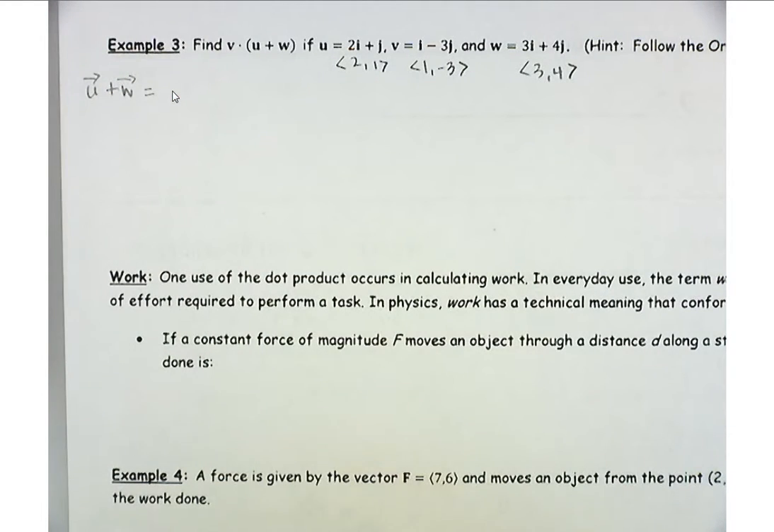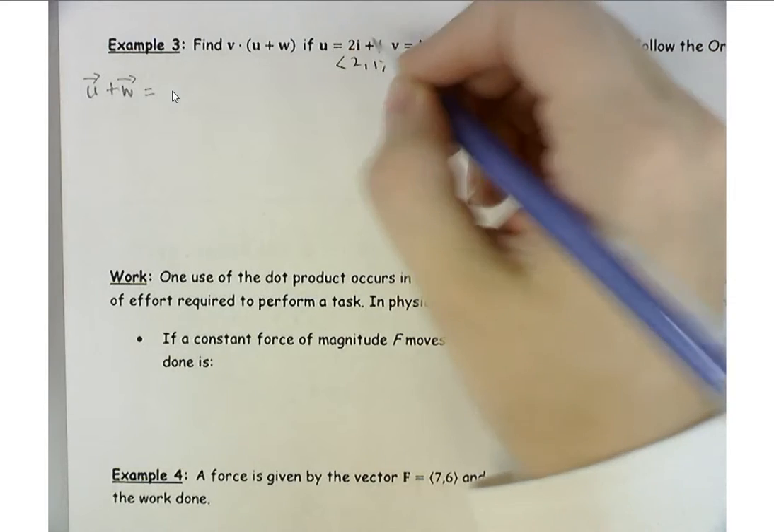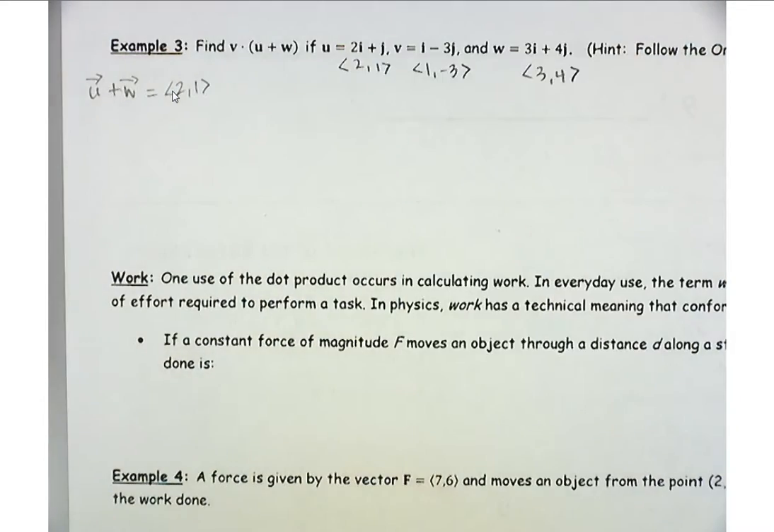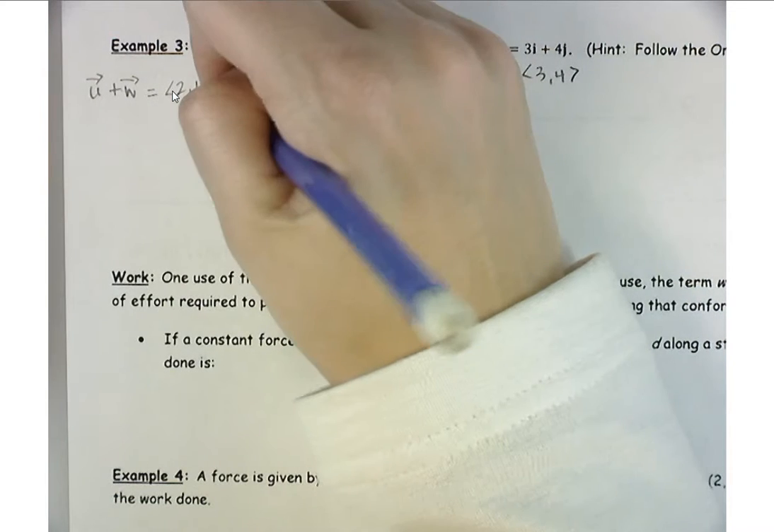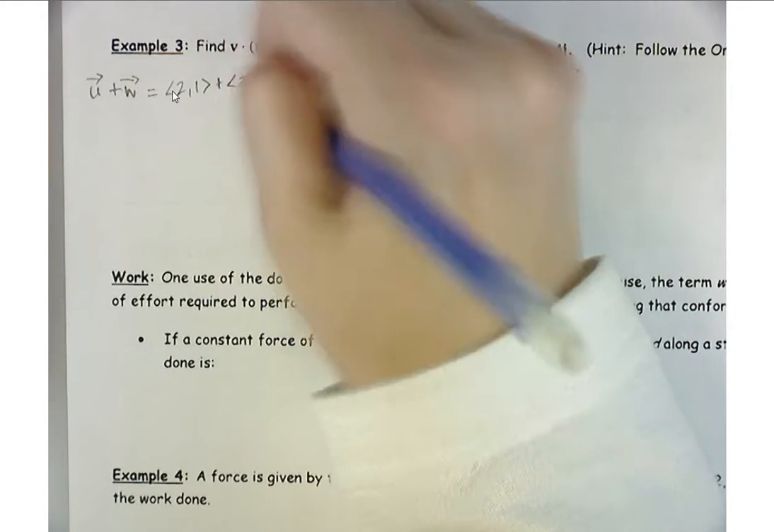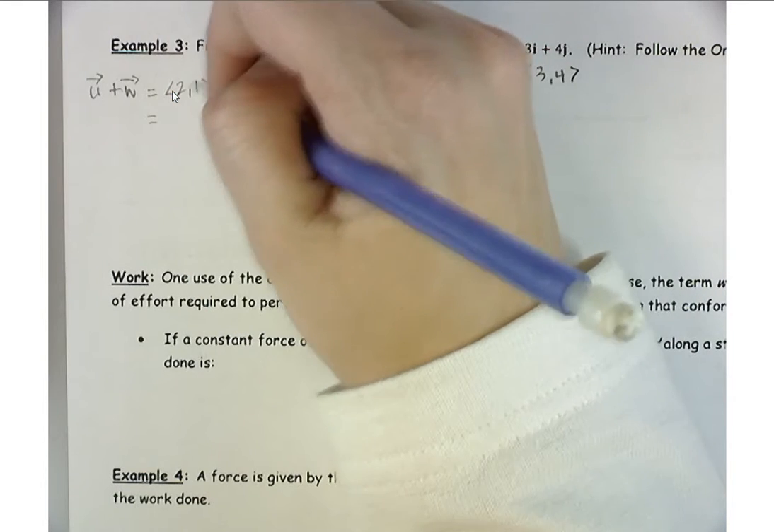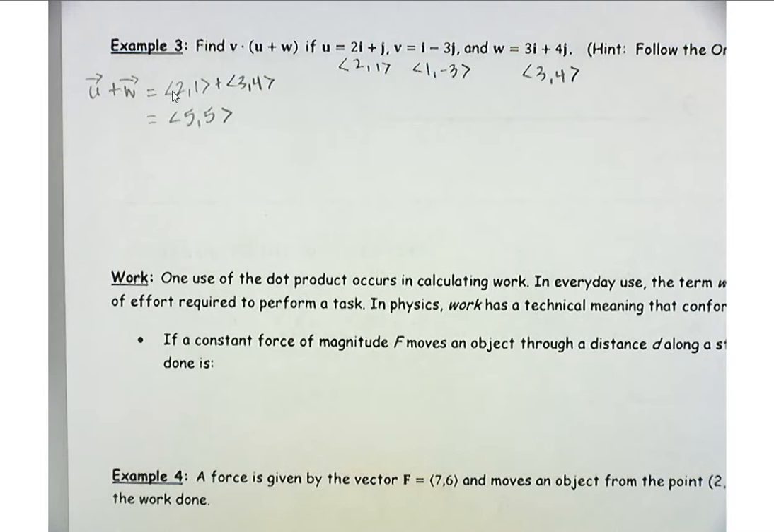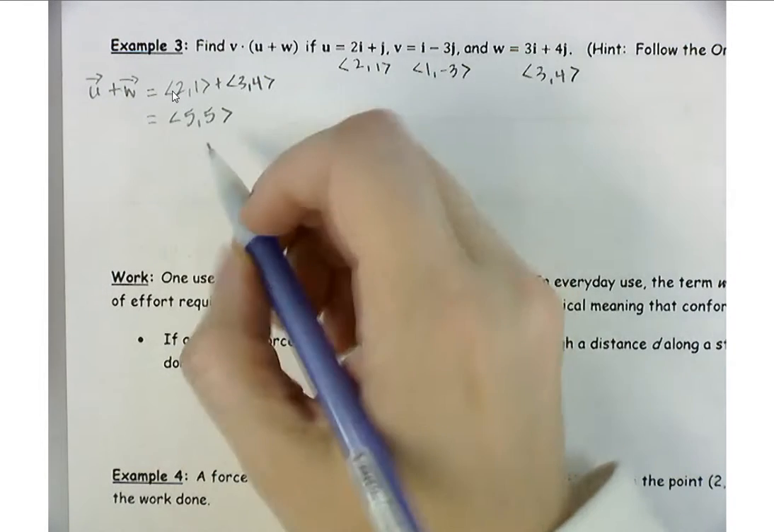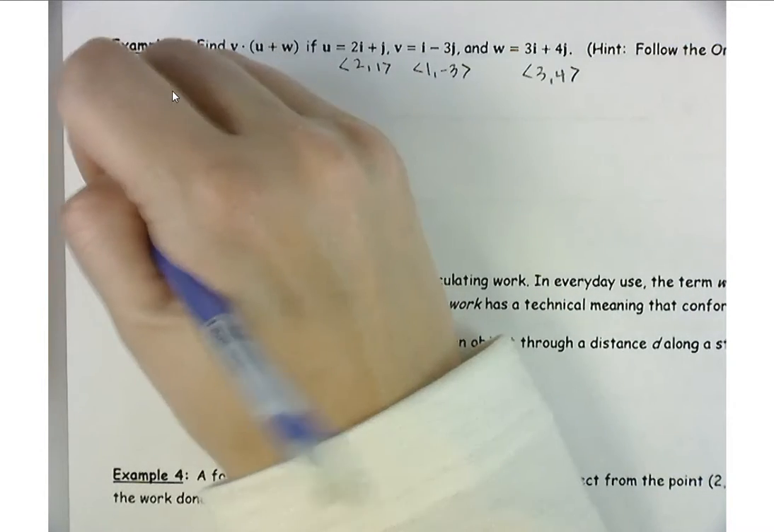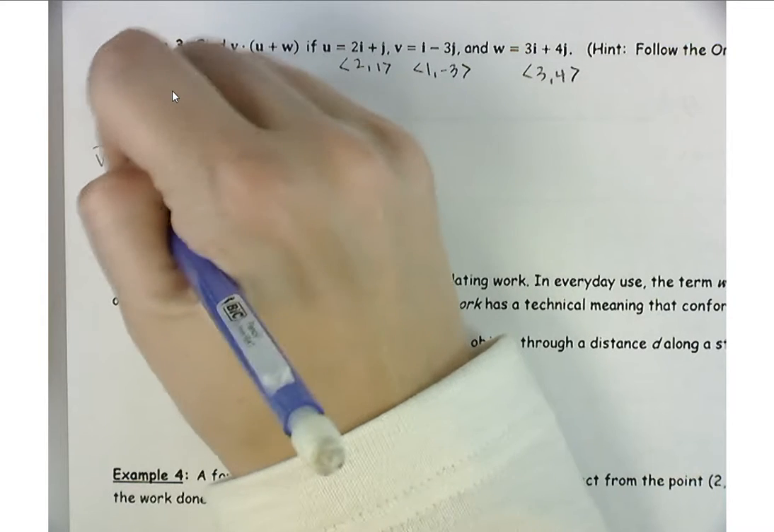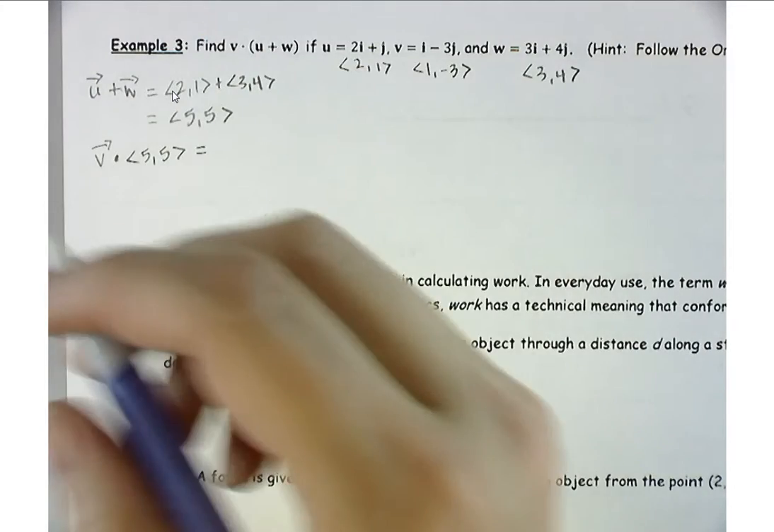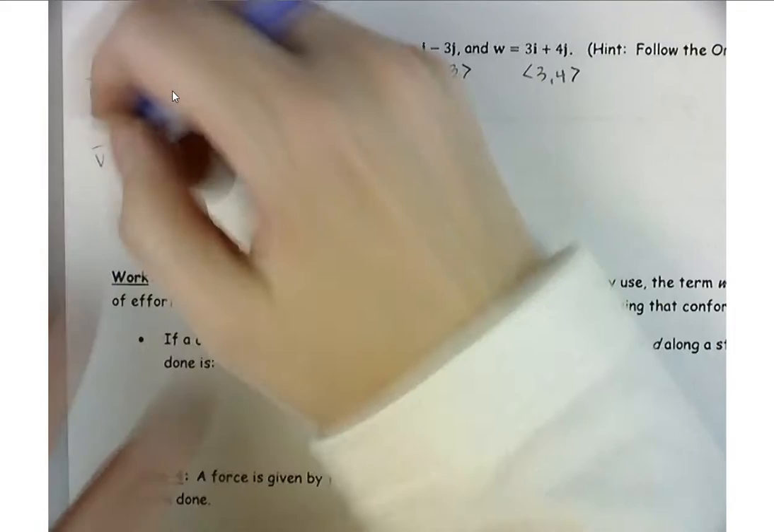Okay, and I'm really just adding those two together. So you have 2, 1 plus 3, 4, which is going to give you 5, 5. Okay, now I'm going to plug that back in, and I'm doing the dot product of V with 5, 5. Okay, because that's your U plus W. Actually, I'll write it as U plus W.